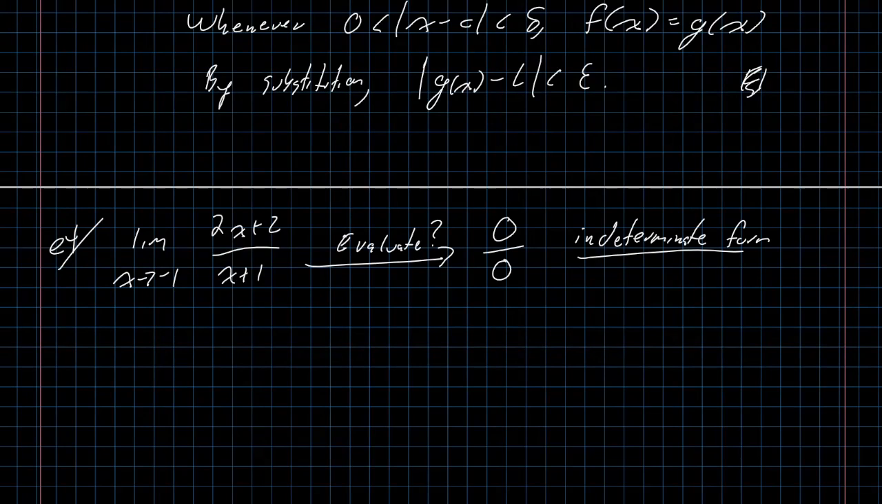Right? 0 divided by 0 is the only divided by 0 which is not called undefined. It's called indeterminate because we might be able to do something else with it. And to do something else is to find a function which has the same value as (2x + 2)/(x + 1), except possibly when x is -1.